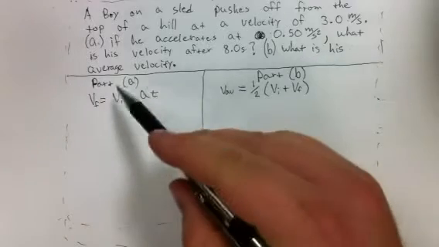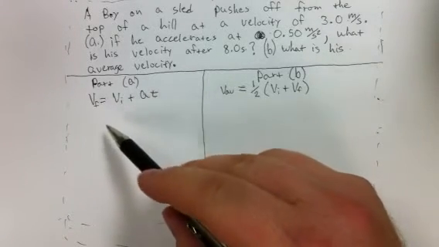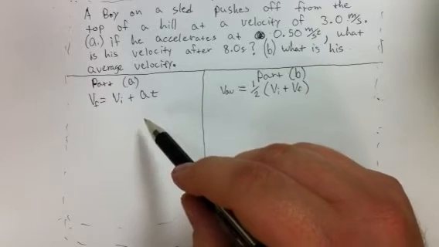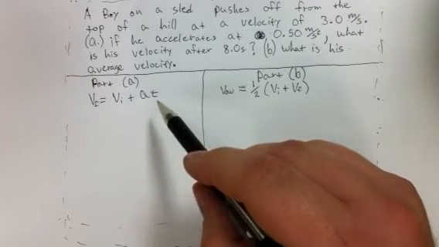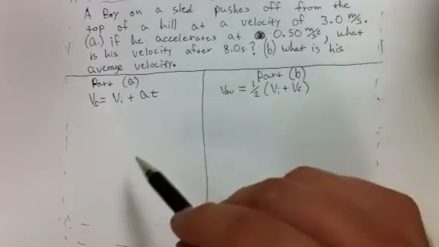Okay, so part A, I've started over here on the left. We're going to use the equation velocity final is equal to velocity initial plus acceleration times time. So let's look back at our problem and see what's given.